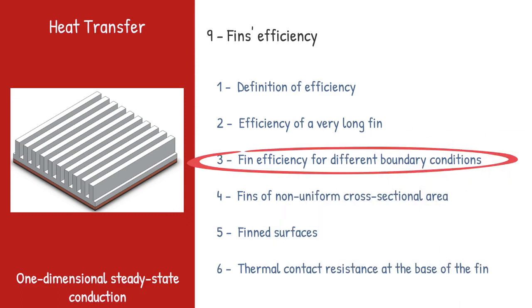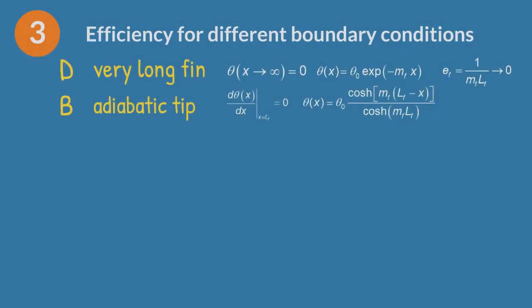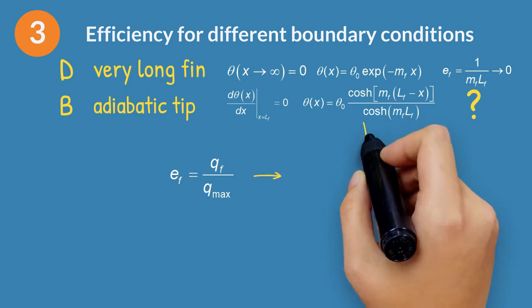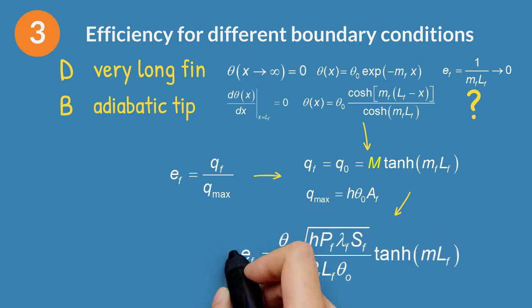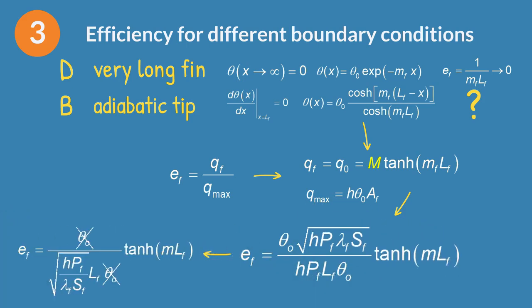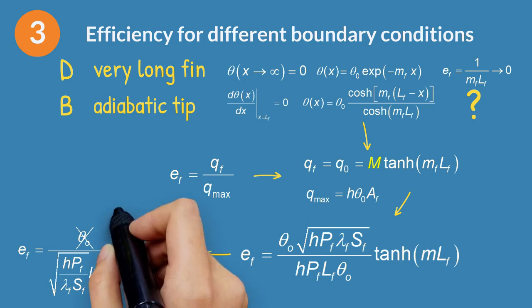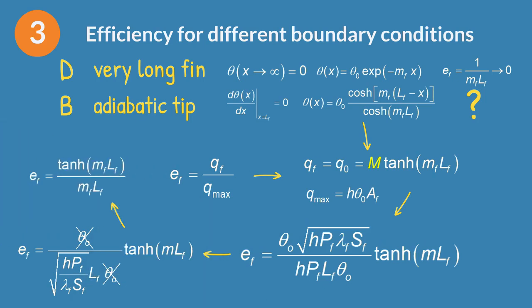What about the fin efficiency for other boundary conditions? For the fin with an adiabatic tip, we can proceed in the same way. After the definition of efficiency and the expression for the fin heat transfer rate for a fin with an adiabatic tip, and rearranging terms, we obtain the expression of the efficiency for case B.